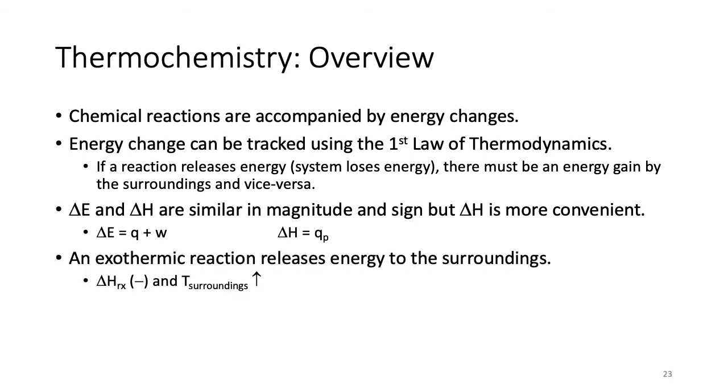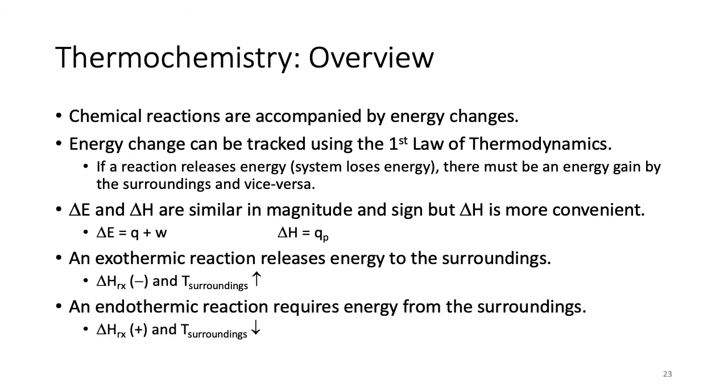An exothermic reaction is going to release energy to the surroundings every single time, no exceptions, which means that my surroundings are going to get hotter. My delta H of reaction is going to be a negative value. An endothermic reaction is going to require energy from the surroundings, which means that my delta H is going to be positive. Also, because I require energy from the surroundings, I need to steal it from them. And if I am stealing their energy, I make it colder. So that is what I have to do.